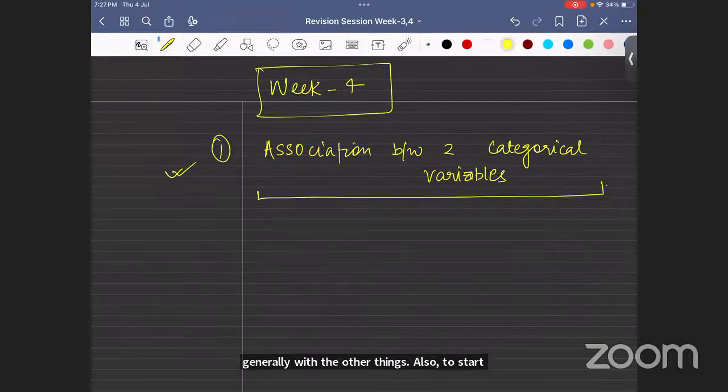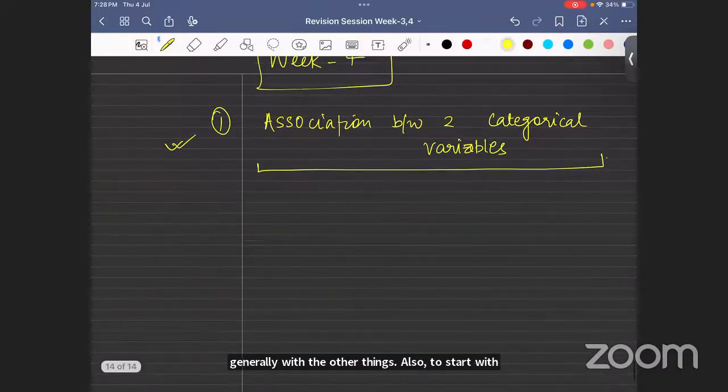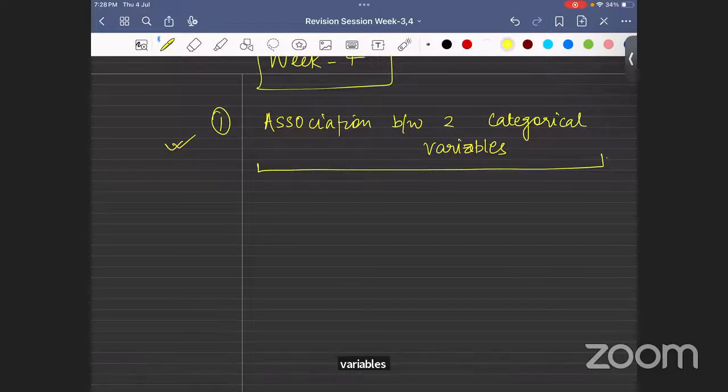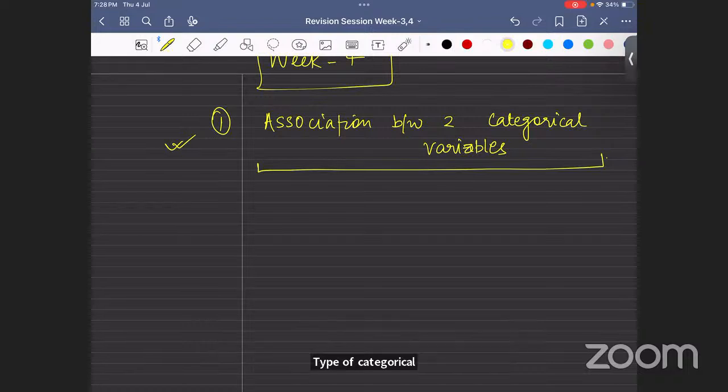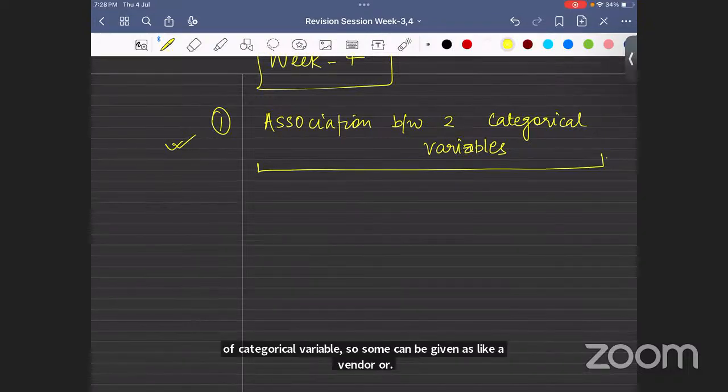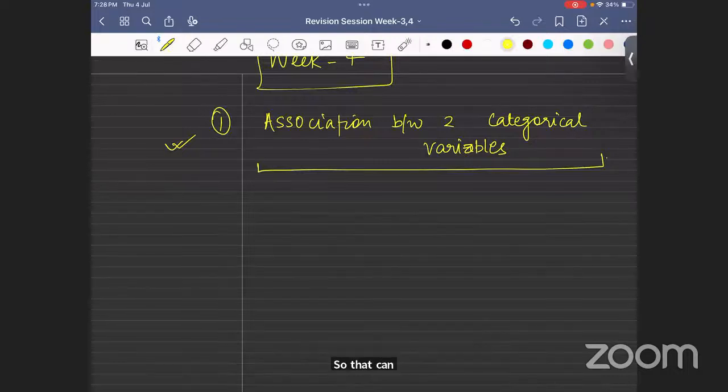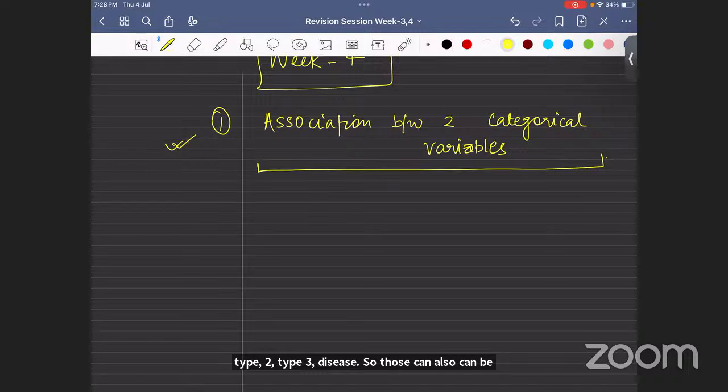So, association between two categorical variables. The variable that has been given to you is in the form of a category. There can be different types of categorical variables. Some can be given as gender, or maybe somebody is having some disease, whether it is type 1, type 2, or type 3 disease. Those can also be considered categorical variables. So what happens if you have to check whether the two categorical variables that have been given to you are associated with each other or not?